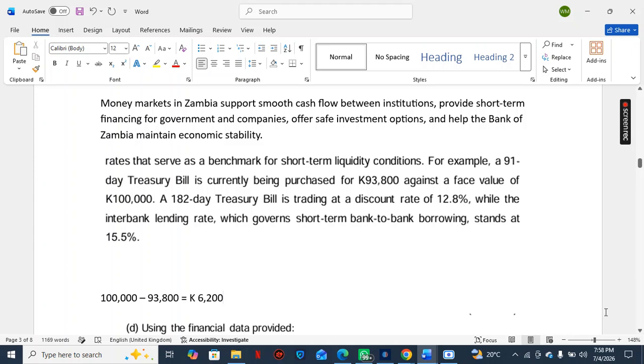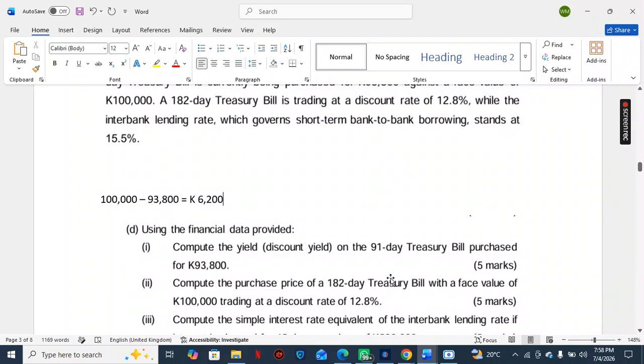All right. So now they're asking us to calculate the discount yield. The discount yield, basically, is the return that you're earning for buying a treasury bill at a discounted price. Or just basically the return for buying something at a discount. Okay, colleagues? The return for buying something at a discount. That is your discount yield.